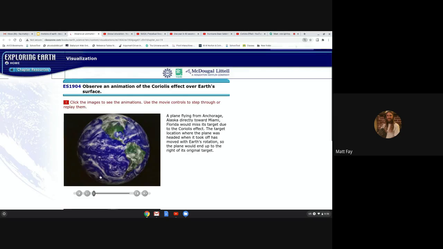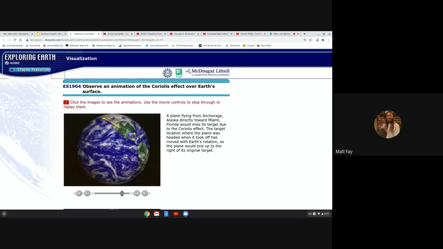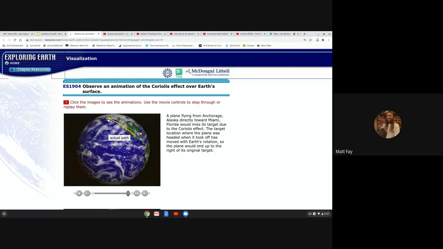And so watch this. This is going to show a plane flying from Anchorage, Alaska to Miami. Now the plane is trying to fly straight, but look what happens to its path because the Earth is spinning underneath it. If it just beelines straight for Miami, it's not going to end up there because during the time of its flight, the Earth spun underneath it. So that's called the Coriolis effect. This is pretty cool.